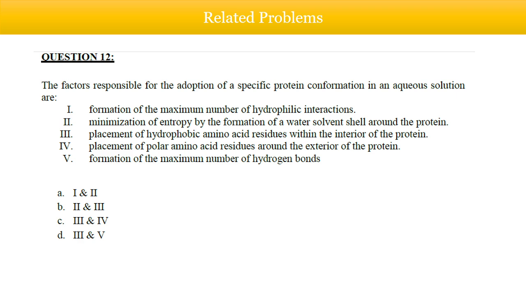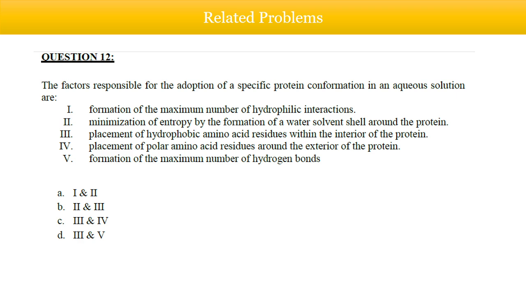So what is important? Let's go one by one. Formation of the maximum number of hydrophilic interactions, that is correct as well. Minimization of entropy by the formation of water solvent cells around the protein. Placement of hydrophobic amino acid residues within the interior of the protein, that is also correct. So we do not have 1 and 3 over here. Placement of polar amino acid residues around the exterior of the protein, that is also contributing. Formation of the maximum number of hydrogen bonds.